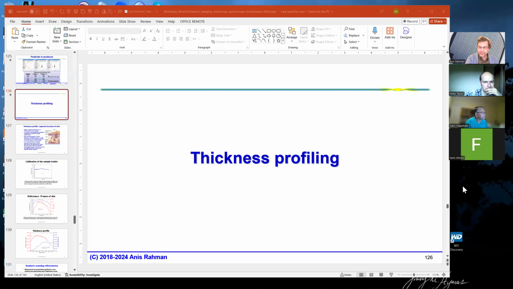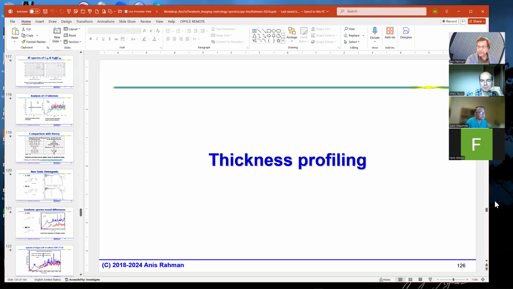Okay, so I am sharing the screen, and if anyone has any comment from the last session at all. So we covered spectroscopy, and prior to that we covered imaging.